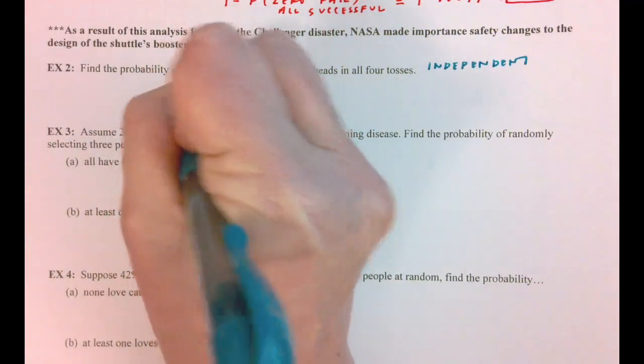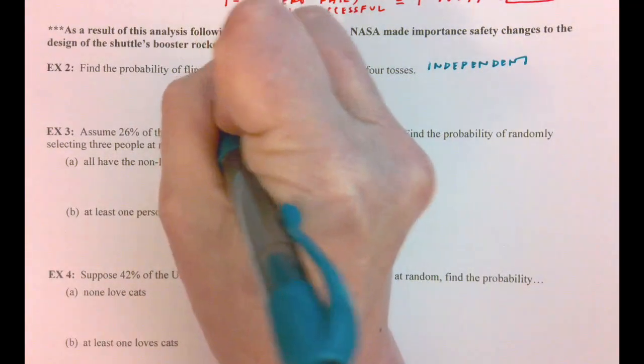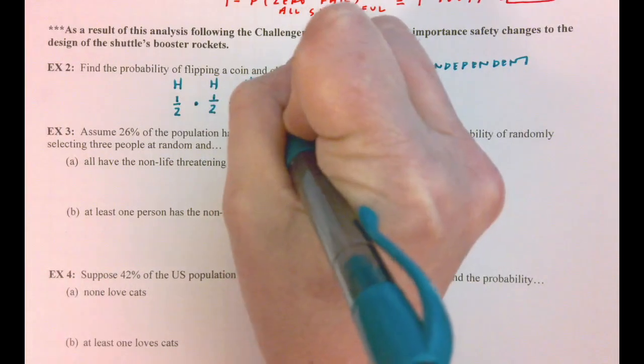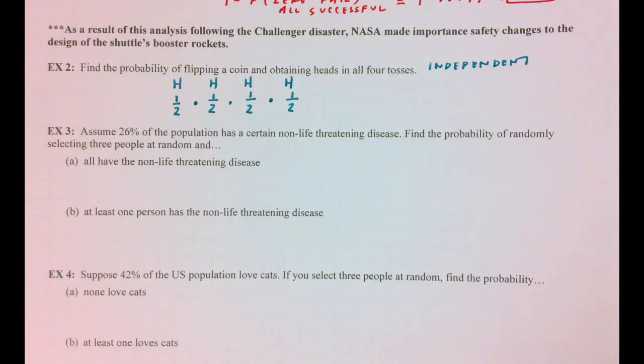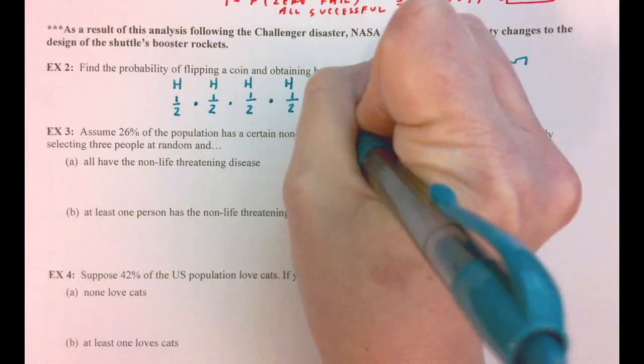So first flip, I have a 1 in 2 chance of it landing on heads. Next flip, that probability stays the same, 1 in 2. Third flip, same deal, 1 out of 2. Fourth flip, 1 out of 2 as well. So if I multiply this across, I get 1 out of 16.